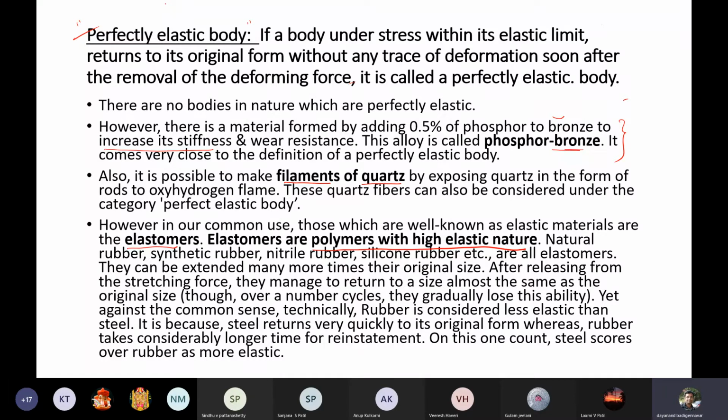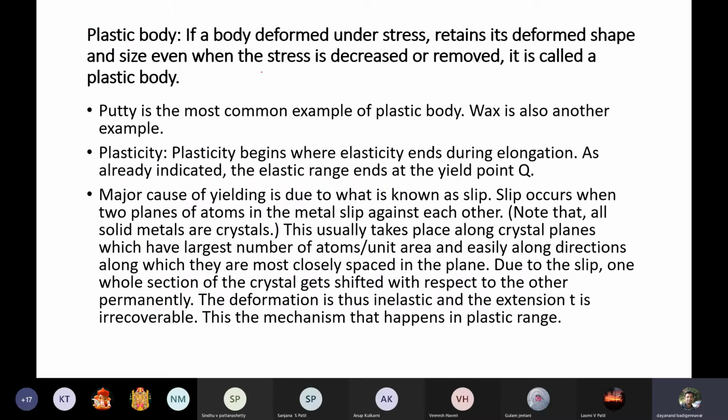So these are a few examples of elastic material. These are just examples I have given you. Now here, what is a plastic body? I have told you what plasticity is.